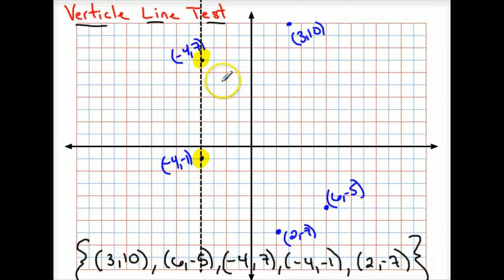The vertical line test states if this vertical line touches two different coordinates, then this again is not a function. In order for this to be a function, it may not cross two different coordinates. It may only cross one coordinate at a time. So this vertical line here crosses two different coordinates, (-4, 7) and (-4, 1). And again, if we take a look at the x values, -4 and -4, we have two coordinates with the same x value. This is not a function.